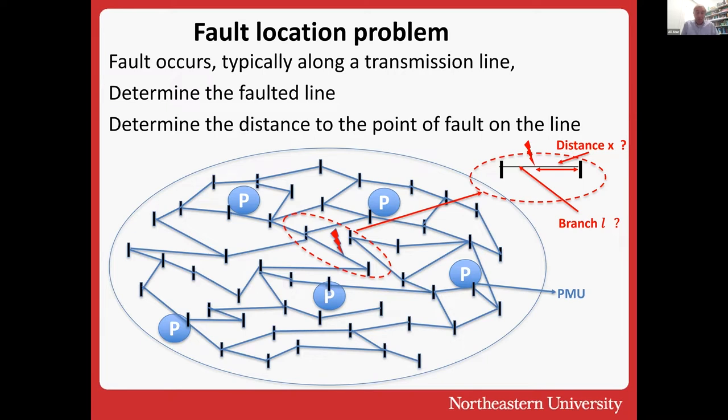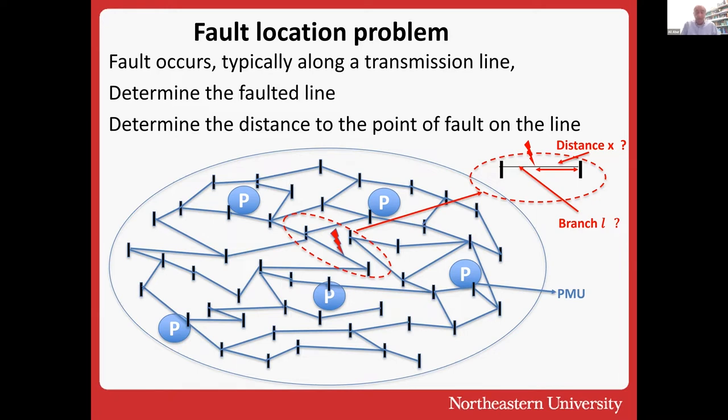The problem is, as I'm showing in this diagram, that power systems can be thought of as a graph, where the nodes are the substations, and the branches are either the transmission lines or the transformers. Some of these lines may be really long, on the order of hundreds of kilometers. So if there's a fault, even if the fault is cleared by the relays, it's important to know the exact location of the fault so that the crew can go and attend to it.